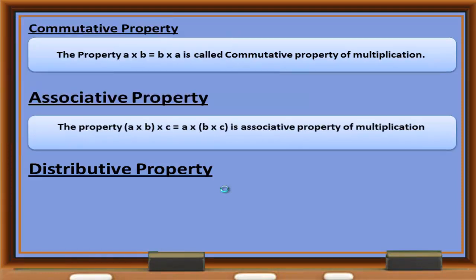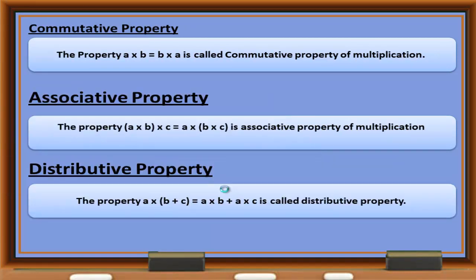The second one, which is the associative property, says in brackets A times B, times C, is equal to A times, in brackets, B times C. This is the associative property of multiplication. Whether we change the brackets, it doesn't change the result. The distributive property says A times in brackets B plus C is equal to A times B plus A times C. Therefore, we should recall the three properties of whole numbers.